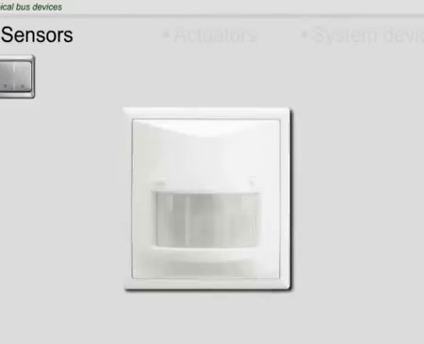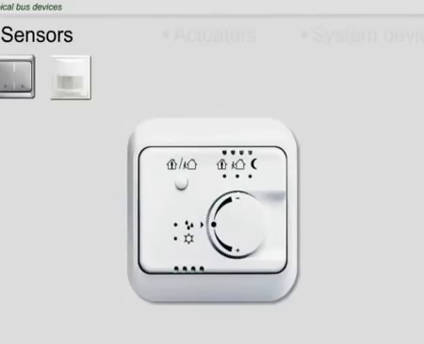Motion detectors are also a familiar type of sensor. Other types of sensor include, for example, room temperature controllers, displays and binary inputs. Individual room temperature control helps to maximize efficient use of energy and also helps to provide a high level of comfort in your living space.